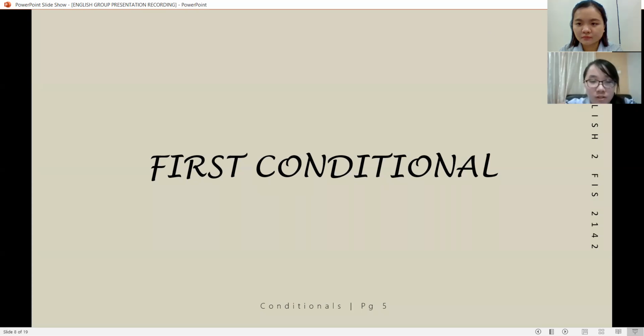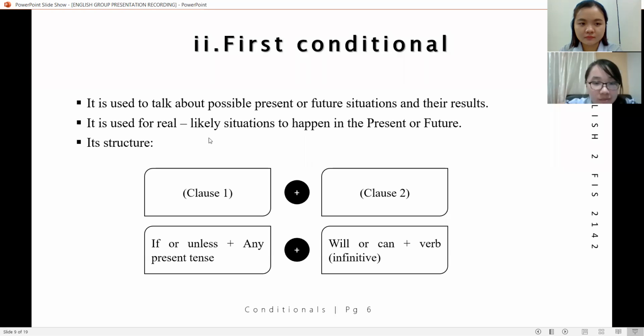First conditional. It is used to talk about possible present or future situations and their results. It is used for real, likely situations to happen in the present or future. The structure of first conditional is clause 1, if or unless, plus any present tense. Then clause 2 is will or can plus the infinitive verb.